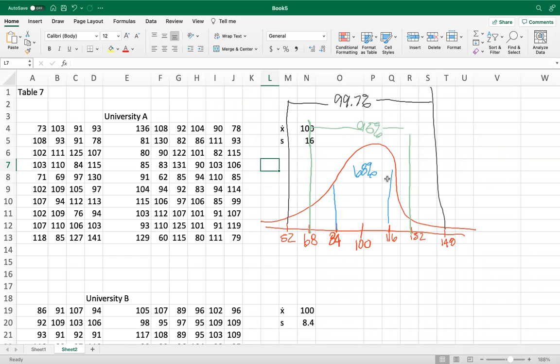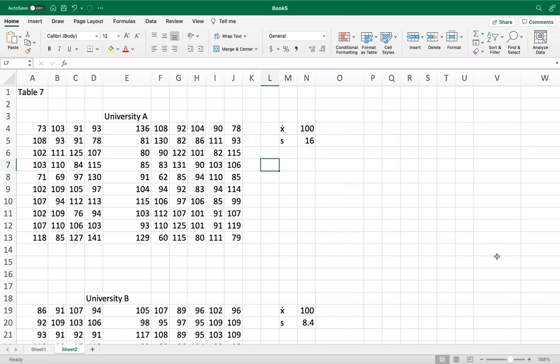So what we could say is 68% of these scores will be between 84 and 116. 95% of the scores will be between 68 and 132. 99.7% of the scores will be between 52 and 148. And anything outside of those are going to be extremely unusual, or I believe the book uses very unusual. But that's how we could do that there.